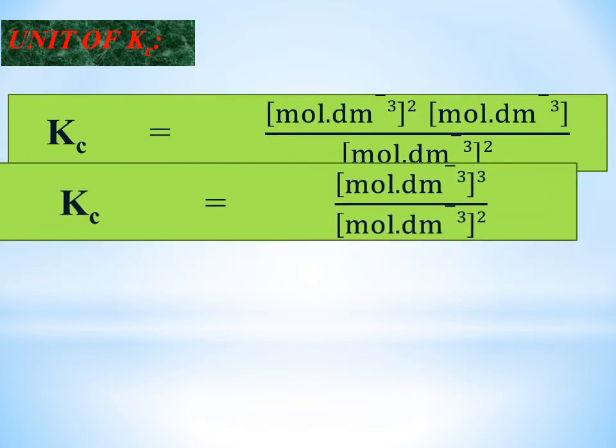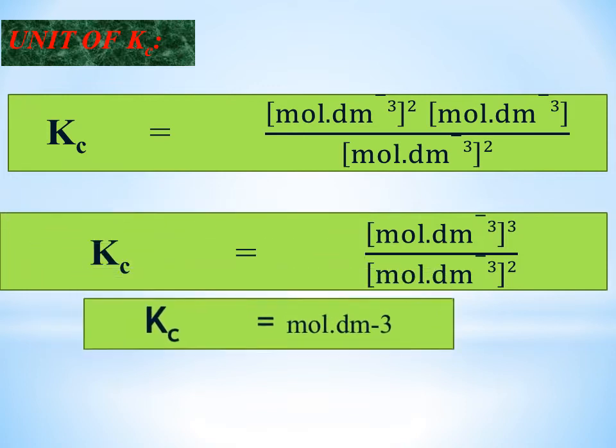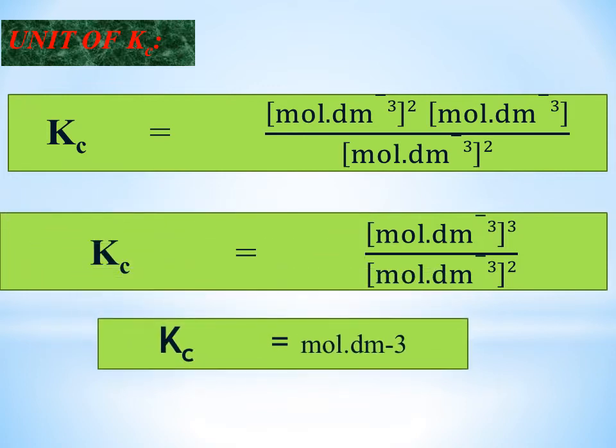In the next step we will have mole per decimeter cube as a whole cube, because here is 2 and 1, 3, and divided by 2 moles per decimeter cube, and this 2 mole per decimeter cube cancels out with the 2 mole per decimeter cube in the subscript. In the last we will have only 1 mole per decimeter cube in the subscript, which will be actually the unit of Kc for this reaction number 2.